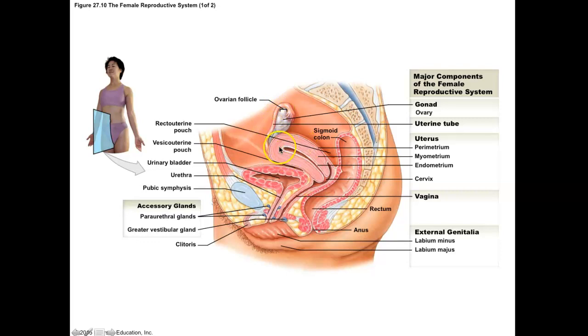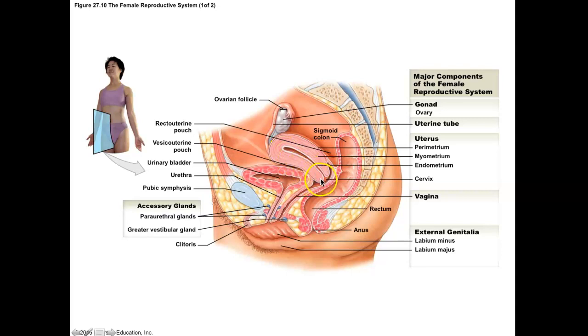The uterus is where, if the egg is fertilized, it will implant along the wall. The inner lining of the uterus is called the endometrium. So the fertilized egg will implant into the endometrium, and that is where the embryo and then fetus will develop.